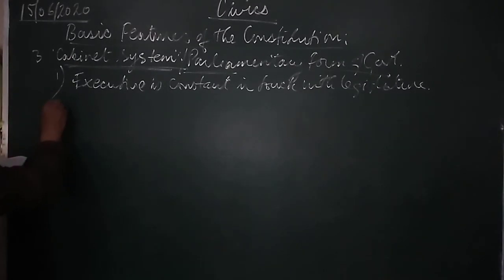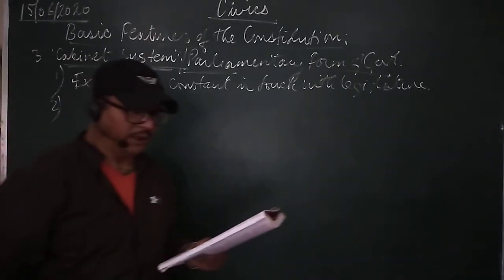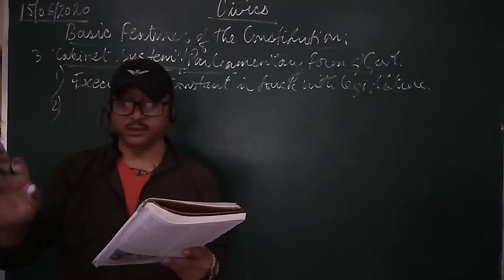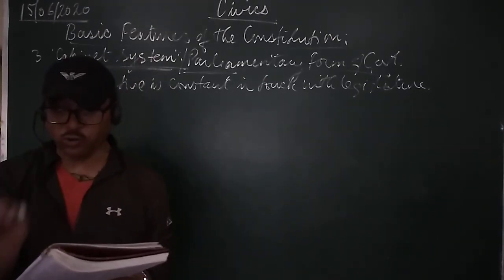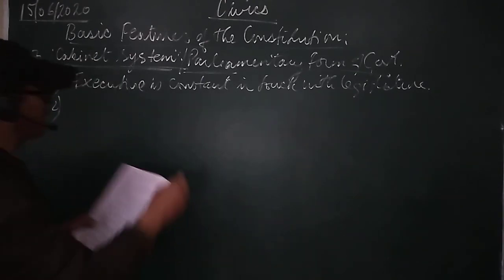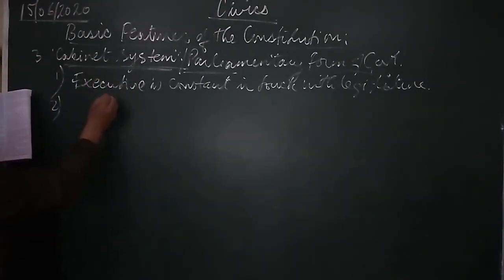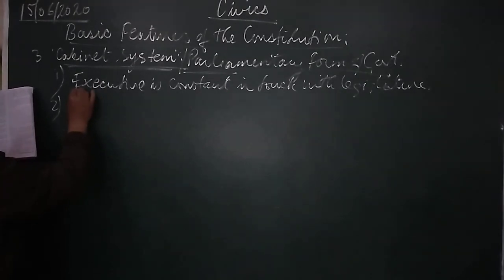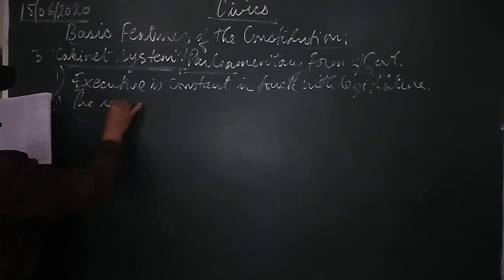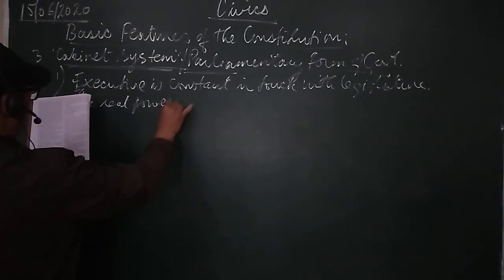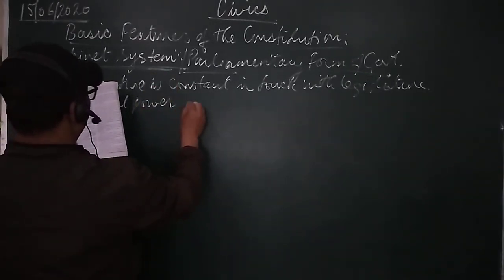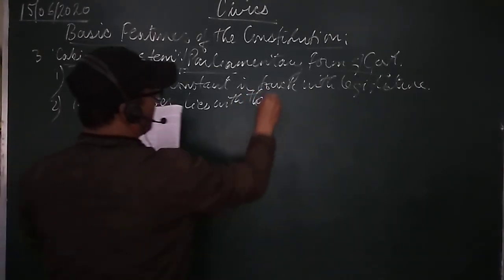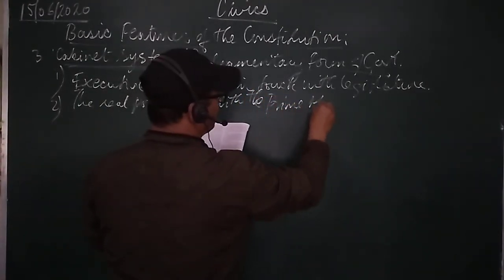Number two feature, point number two. In a parliamentary form of government, the real powers lie with the prime minister. Try to understand. This is the most important point that has to be noted down. In this system, as I've told you, the real power lies with the prime minister.